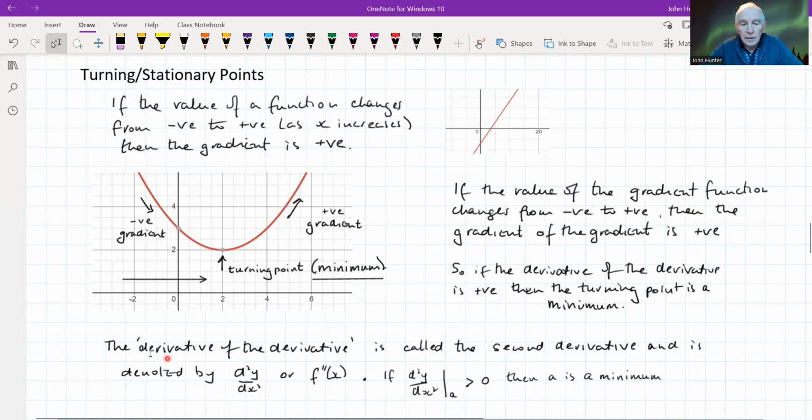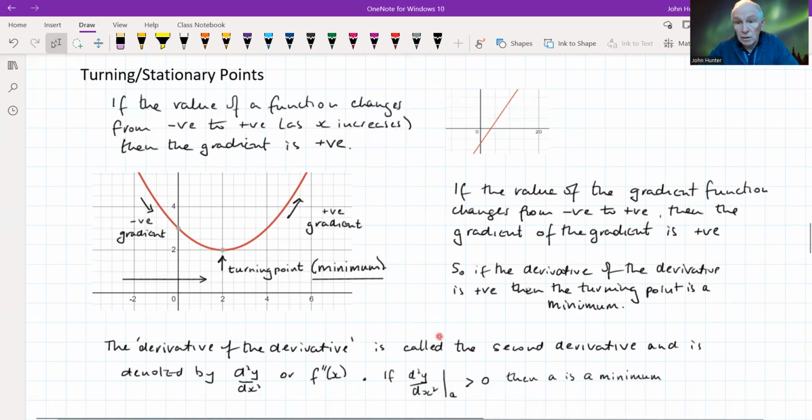So now this derivative of the derivative is called the second derivative, and we denote it by d2y/dx2, or if we're in function notation speak, then we would use f double prime x. So as we said, if the second derivative evaluated at whatever point we're interested in is greater than 0, then the value of the function is a minimum at that point where x equals a. Okay, x equals 2 in this situation.